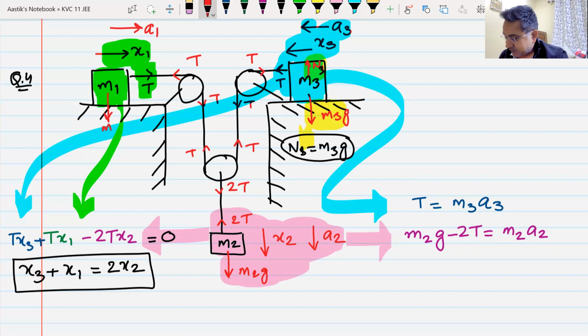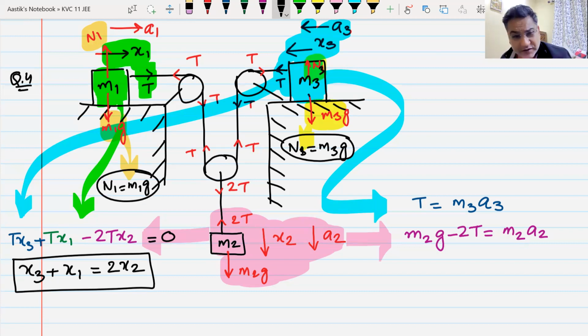Again, I have this M1G gentleman. He does not go anywhere. This is N1G, and I can write this equation. I don't need this equation right now, but we will need it very soon. So N1 becomes equal to M1G.